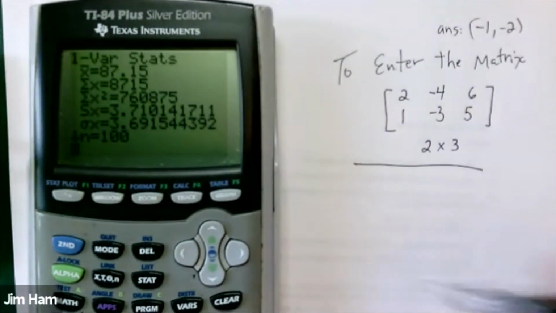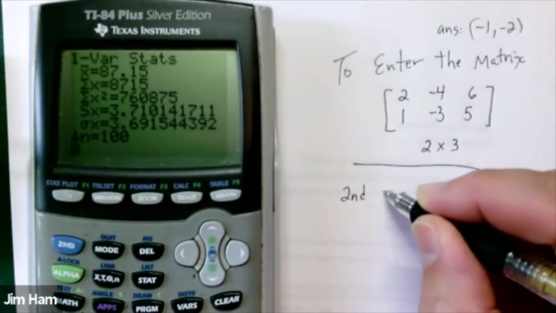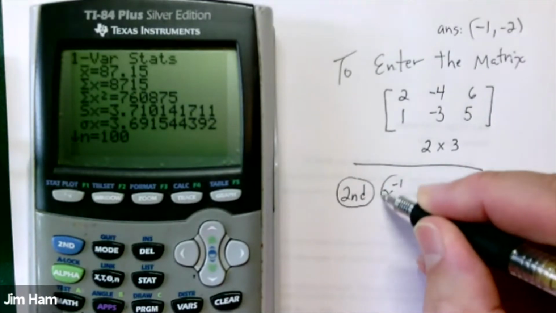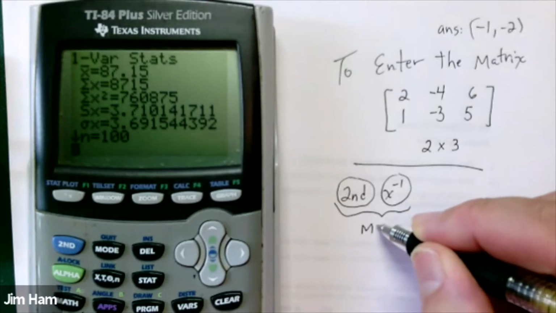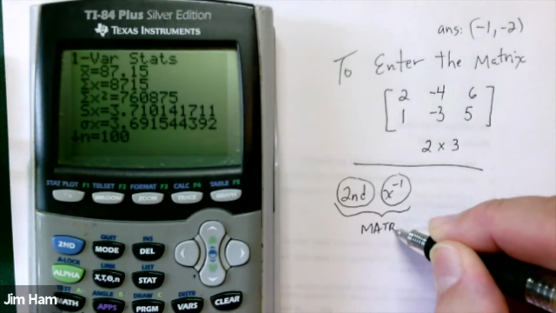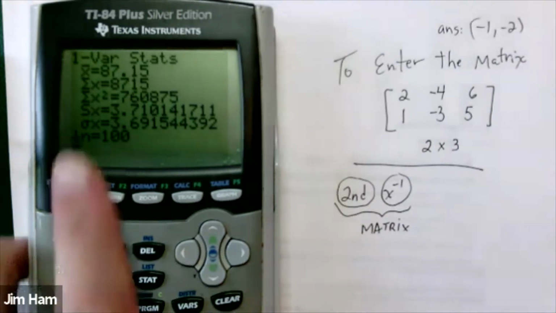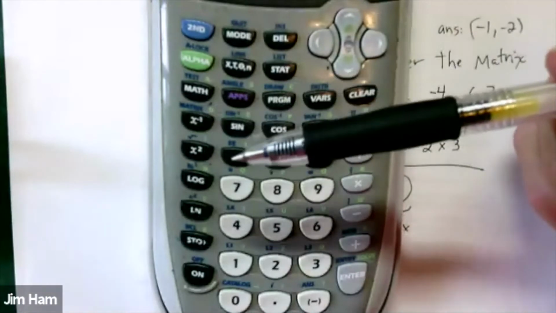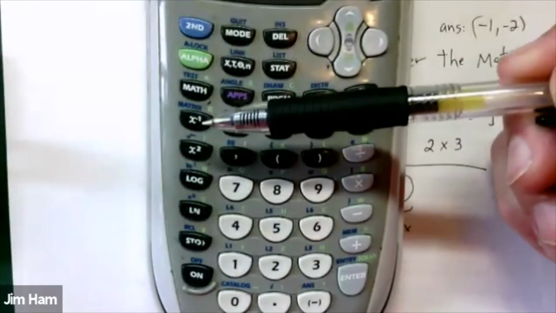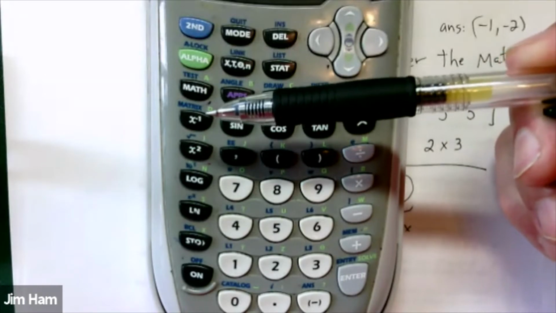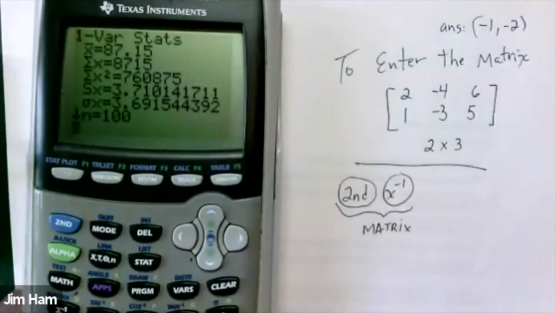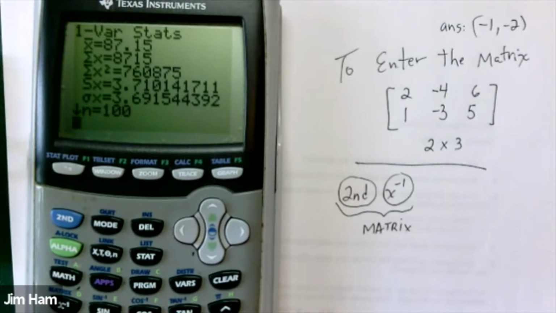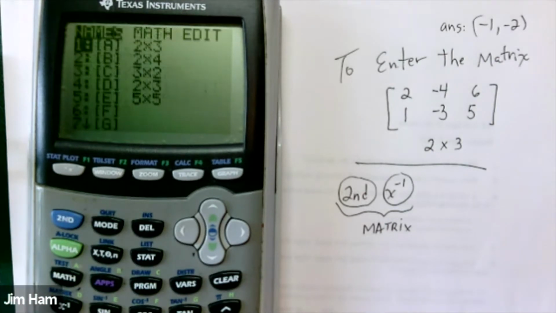The first thing you need to know is that this is a 2x3 matrix. So the first thing you want to do is to hit the second key and then the x to the -1 key. If you'll notice, the second key is the blue, and right above the x to the -1 is this menu called matrix. Here's x to the -1, and right above it is matrix. So when you want to enter a matrix, or do some row operations, or do RREF to convert a matrix into that special form, you always want to start by pressing the matrix key. And when you do that, this is what it'll look like.